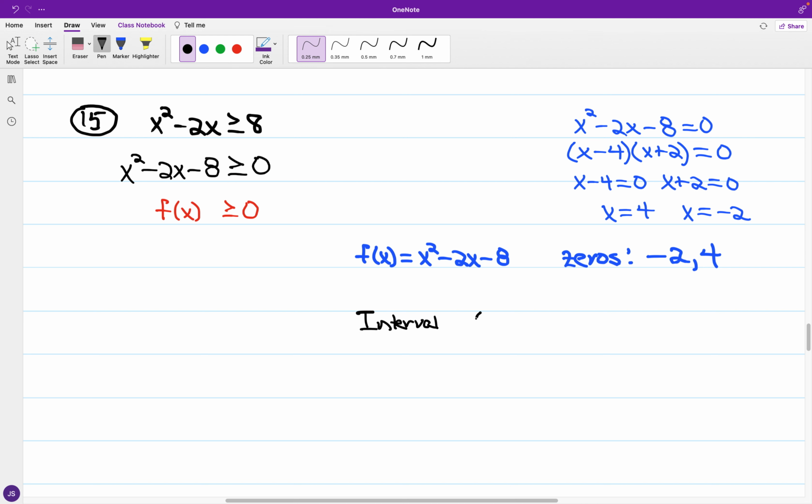So I have among the intervals, -2 is the lesser of the zeros. The first interval will be those values of x less than -2. And then I have those values of x greater than -2 and less than 4. And I finally have those values of x greater than 4.